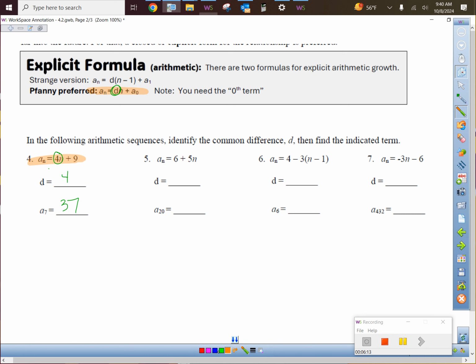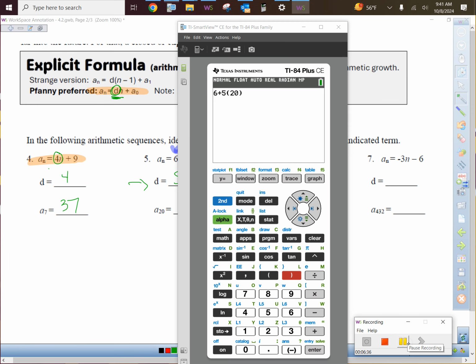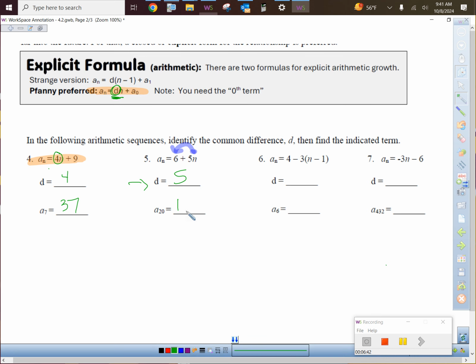So I'll let you, oh, they got a little trickery on us on the next one before I turn you loose. What was tricky on it? They switched those two around, right? This 5n should really come first if we did it properly, but we're going to use it. What do you think? What's d in that case? It's got to be the number in front of n. So what should d be? 5. Could you put 20 in for n? Punch that in a calculator and see what the 20th term is. So I put that in my calculator. I put 20 in for n, and I got 106. Did you get 106?